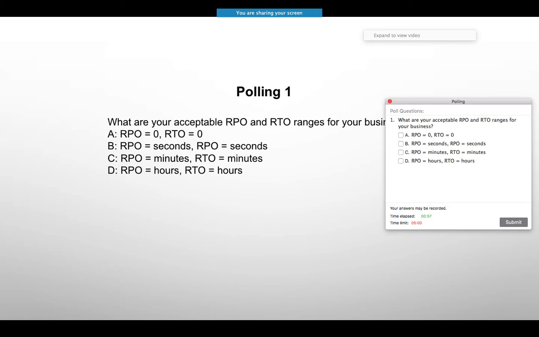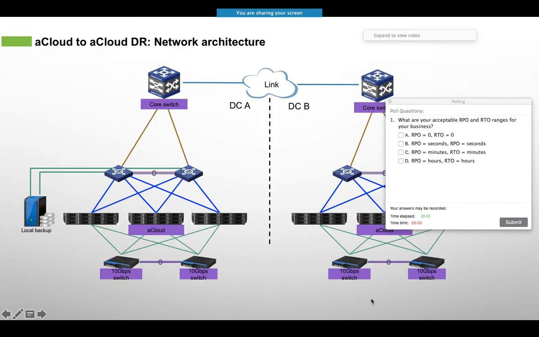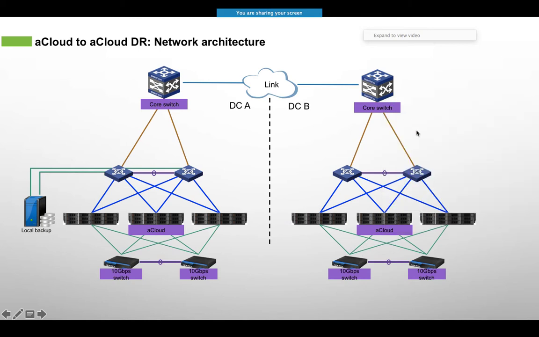Okay, let's move on. Next, let's take a look at the aCloud to aCloud disaster recovery network architecture. Actually, it's very simple. You can see that both sides are using aCloud as the computing and storage platform, and you just need to connect these two data centers together.